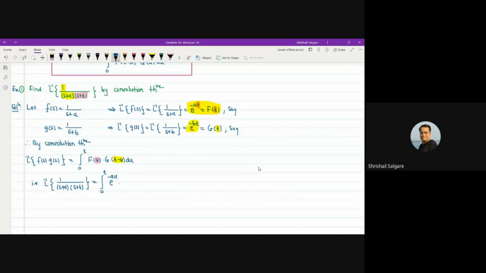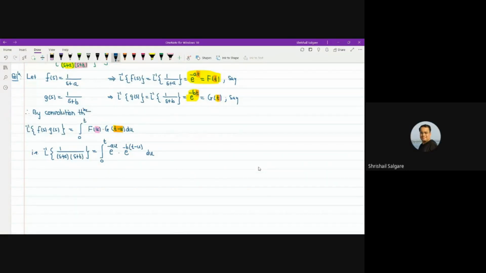Sasmit, can you tell what is g of t minus u? I will write simultaneously. Minus b as it is. Susmit, sir. What I have to do? This t I have to replace by this t minus u. I have highlighted that, minus b into t minus u, sir. E raised to minus b into t minus u, and finally integral with respect to u. Understood everyone? Yes, sir.